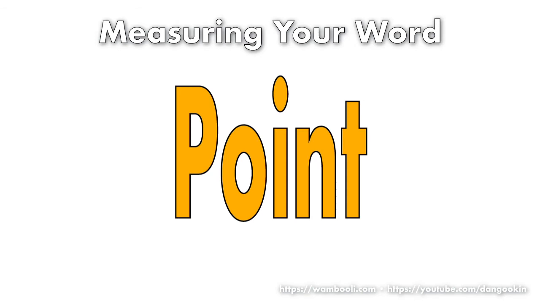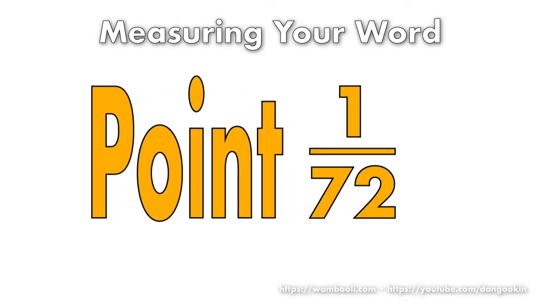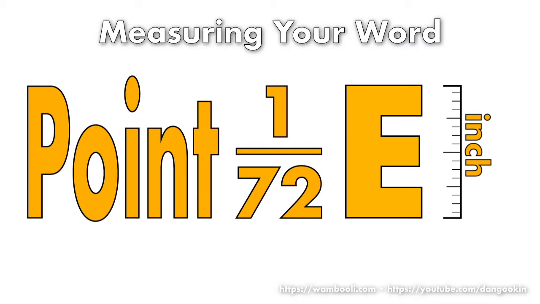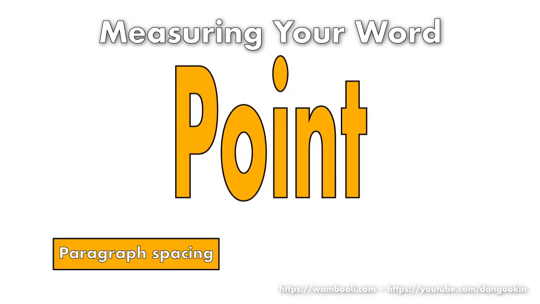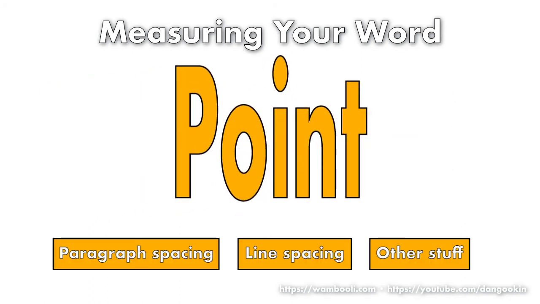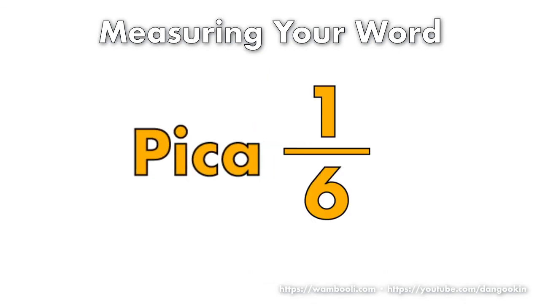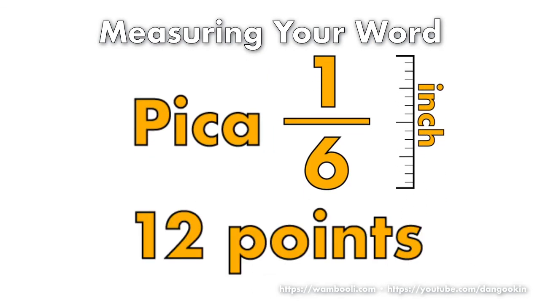A point is a unit of measurement equal to 1/72 of an inch in the computer world. So a character with a size of 72 points is equal to 1 inch tall. Wow. Right. It's a measurement, and it's related to paragraph spacing, line spacing, and other word measurements. Another typesetting unit of measurement is the pica, which is equal to 1/6 of an inch, or 12 points.